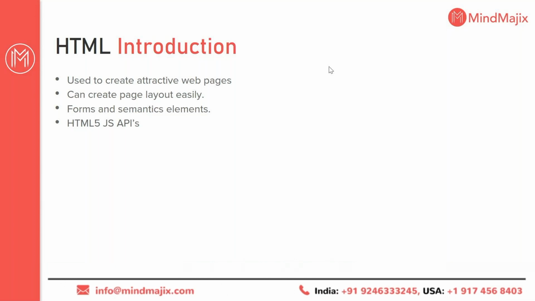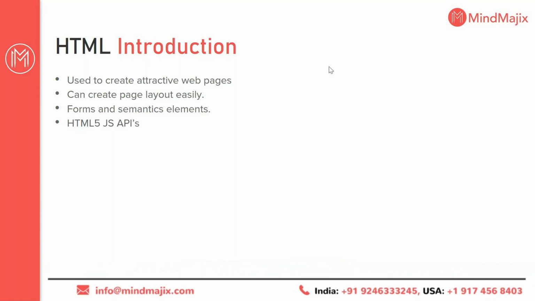Page layout is how much border you want and how much width you want. Then forms and semantic elements. A form is used if you are collecting any information or survey. In e-commerce, once the product is sold, if you want to take a survey, we need to create a form with questions and answers, like how much you rate the product. So there we need a form.